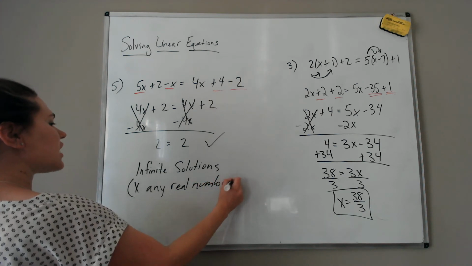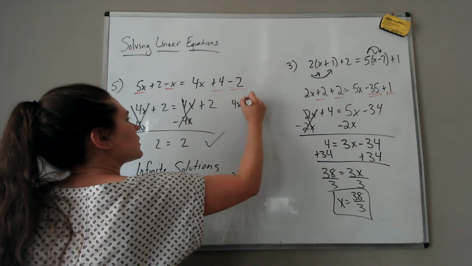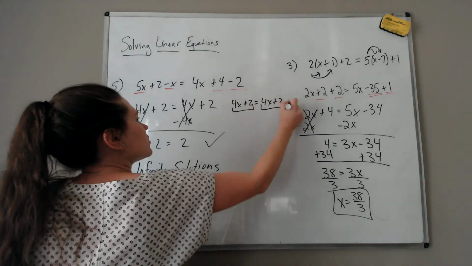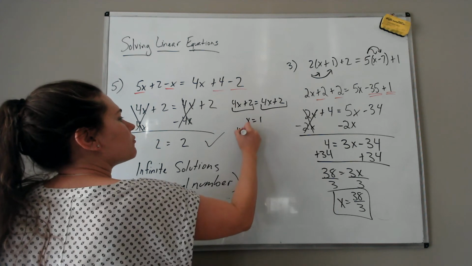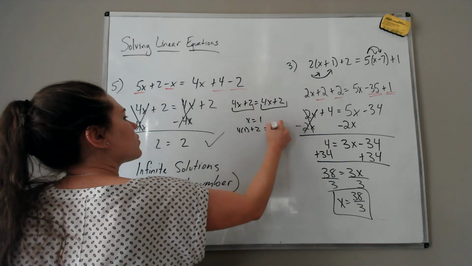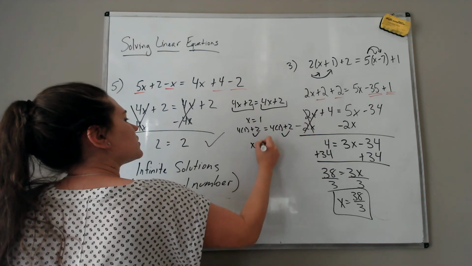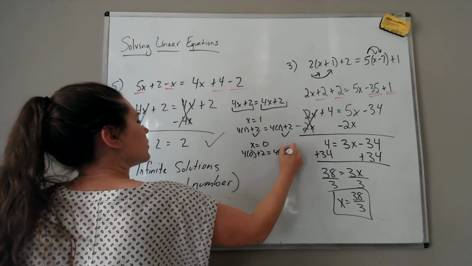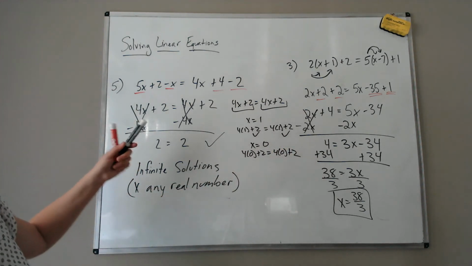Okay, the left-hand side will always equal the right-hand side. That's because look what the statement was. 4x plus 2 equals 4x plus 2. They're the same. So no matter what you plug in for x, if you plug in x equals 1, you're going to have 4 times 1 plus 2 equals 4 times 1 plus 2. The left equals the right. If you plug in x equals 0, 4 times 0 plus 2 equals 4 times 0 plus 2. No matter what you plug in for x, the left-hand side will always equal the right-hand side.